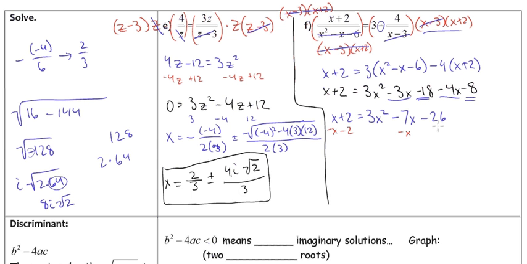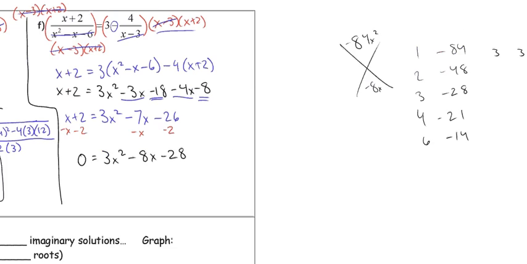Alright, now we'll worry about subtracting x from each side and subtracting 2 from each side. So finally, after all that cleanup, we're down to 0 equals 3x squared minus 8x minus 28. Now again, you might want to pause the video and try factoring that on your own. See if your discriminant turns out to be a perfect square. And hopefully you've paused the video and you tried that and you found out that it did.